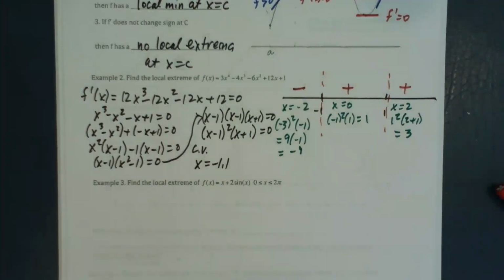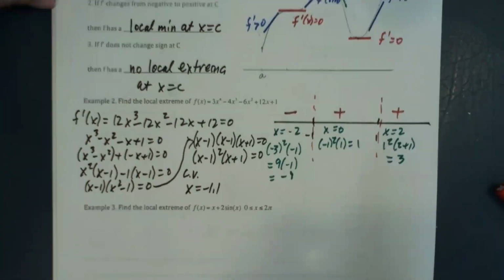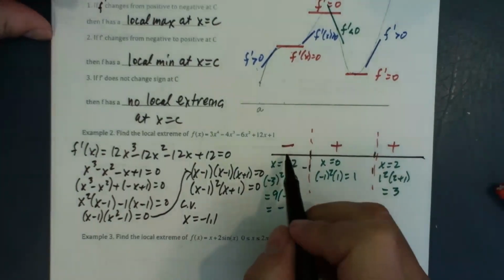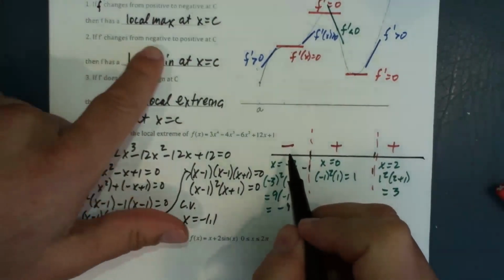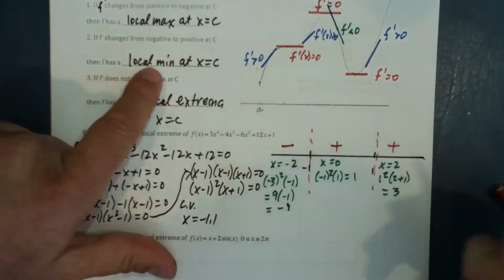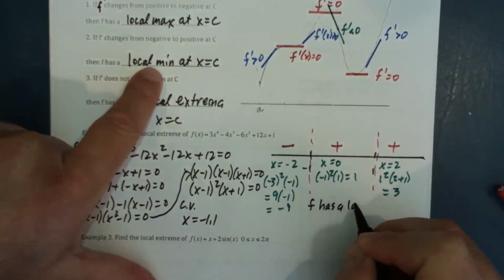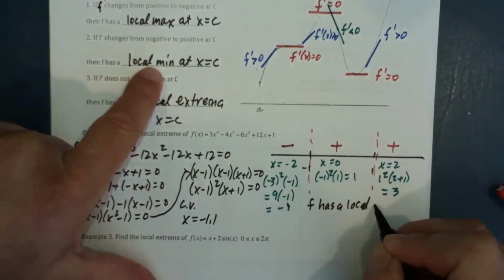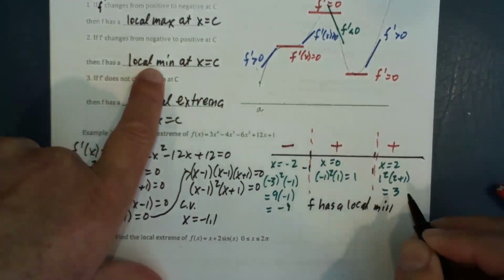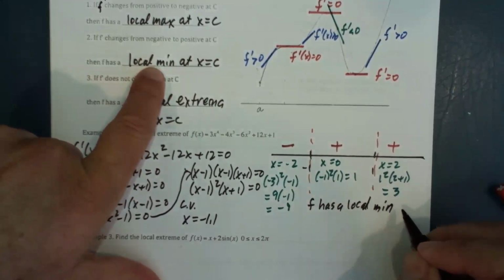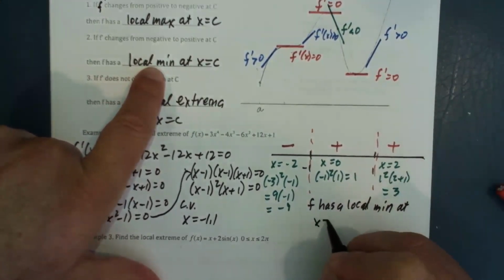And our conclusion, because we are going from a negative slope to a positive slope, we have a local minimum. So f has a local minimum at x equals -1.